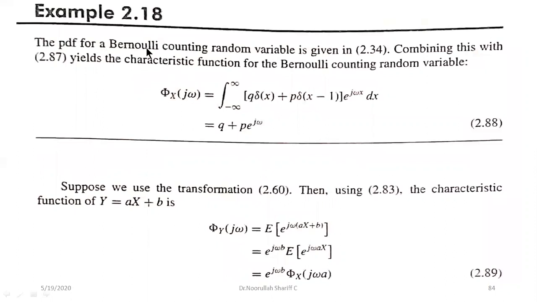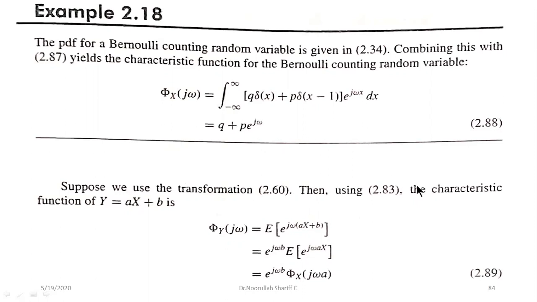Then we can have a Bernoulli counting random variable, where we can write the probability density function as q δ(x) + p δ(x − 1). The characteristic function is the integral of this times e^{jωx} dx. Integrating δ(x) gives just the value 1, so q times 1. Integrating the shifted delta gives a delay, which is e^{jω}, so p e^{jω}.